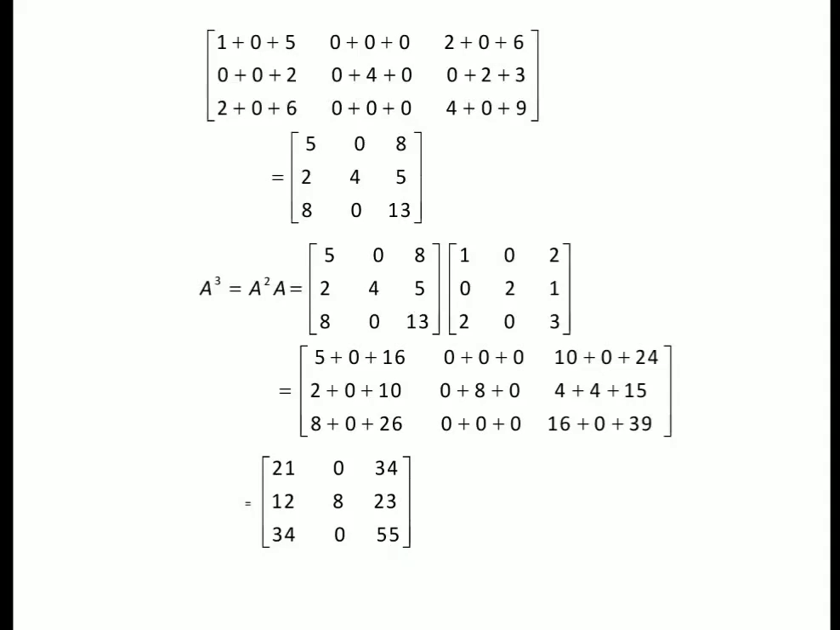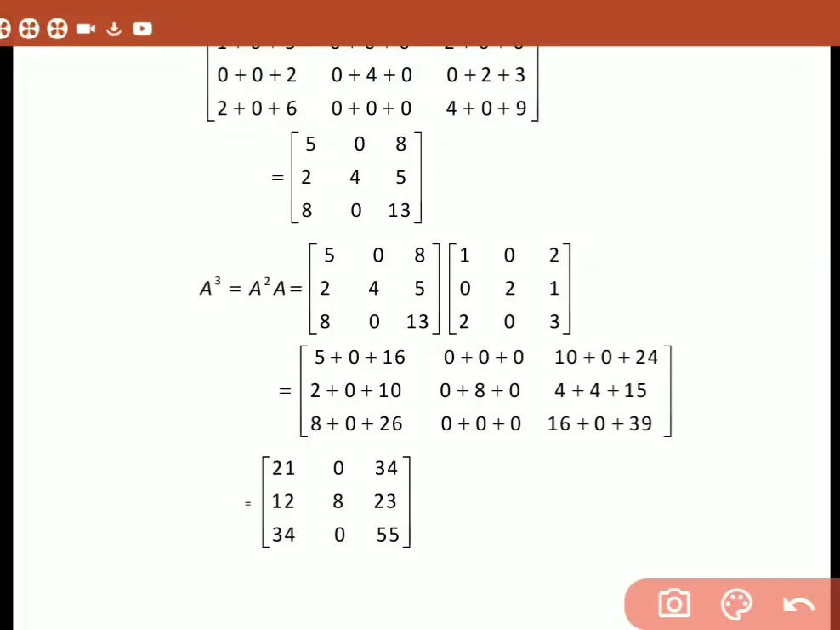A cube is equal to A square into A. Once again I will tell you how to find this multiplication. This is first row with the first column. That is 5 into 1 is 5, 0 into 0 is 0, then 8 into 2 is 16. First row into first column is over.